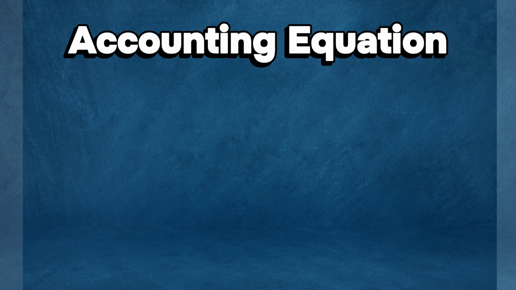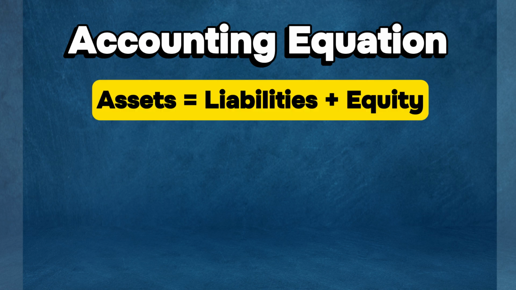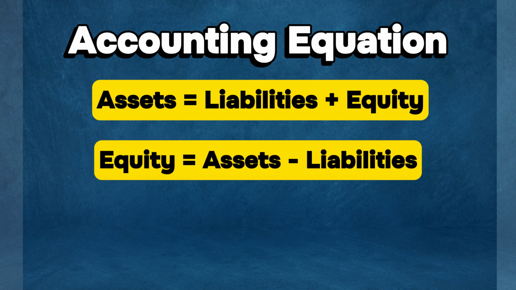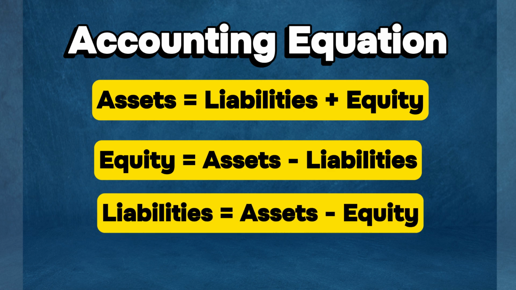The standard form of the accounting equation is assets is equal to liabilities plus equity. Assets are on the left hand side and liabilities and equity are on the right hand side of the accounting equation. But the accounting equation is just like any other equation. There are two ends, the left hand side and the right hand side. And we can rearrange the accounting equation in other forms as well. Like equity can be equal to assets minus liabilities, and liabilities can be equal to assets minus equity. In this way, we can find any missing element.